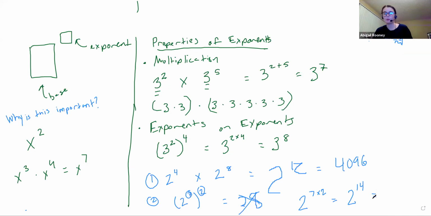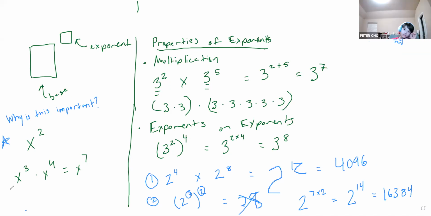But the reason why we don't want to solve it is because usually when you do math later on, these aren't numbers. These are letters, right? And for letters we can't actually solve.